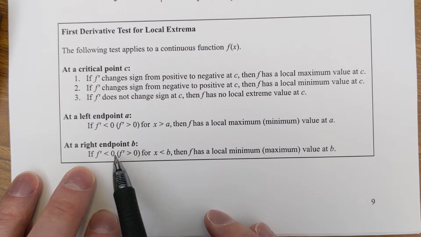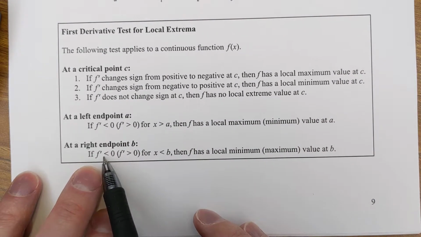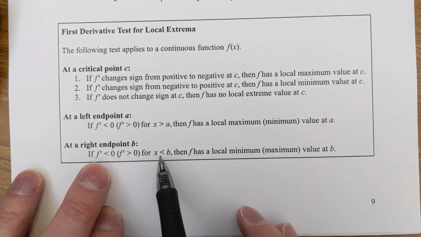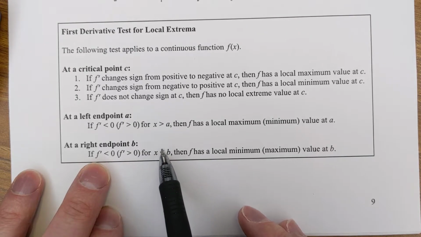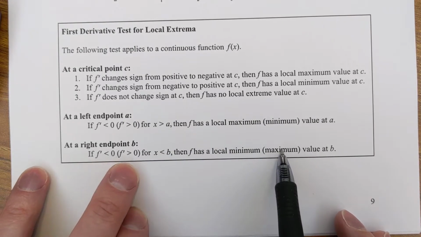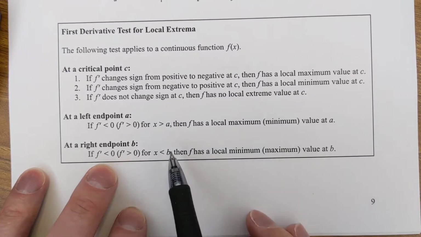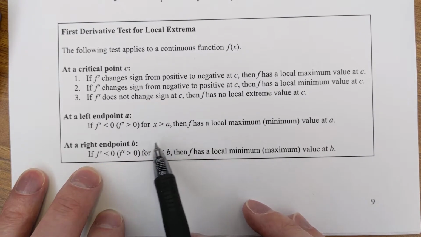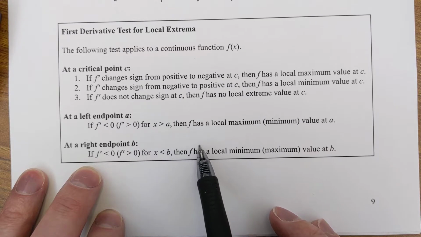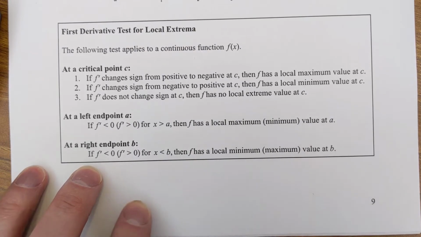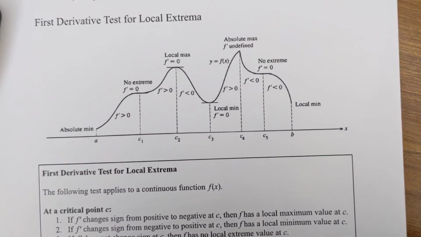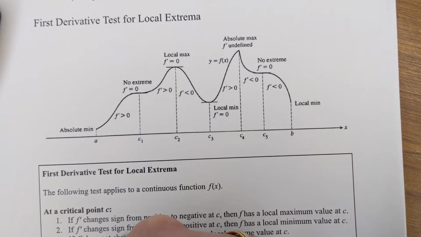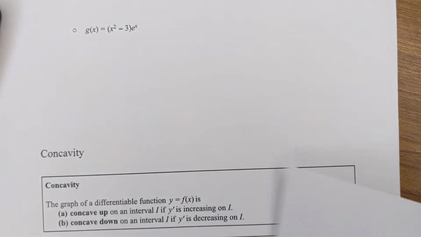At the right endpoint, they're reversed. So if your derivative is positive to the left of b, that means the graph is climbing. That means b is a, well, I did it backwards, maximum. If your derivative is negative to the left of b, meaning it falls towards b, that means b is a minimum value. So we'll look at that in some of these examples coming up. It's a little bit easier to see graphically than with words.